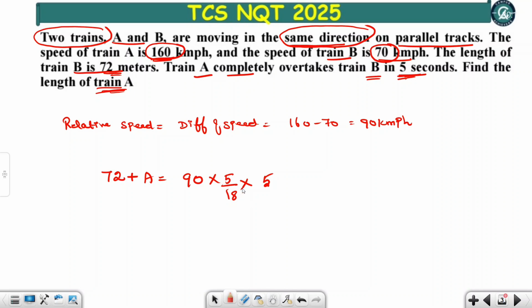Now we'll solve this. So this is 1 time and this is 5 times: 5 into 5 into 5. What is 5 into 5 into 5? It is 125. So 72 plus A is equal to 125, in the sense A is equal to 125 minus 72, which is 53 meters. So the length of train A is 53 meters.